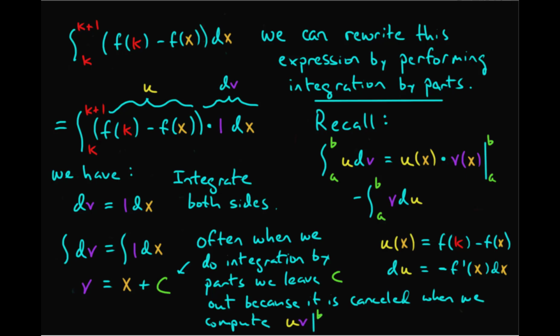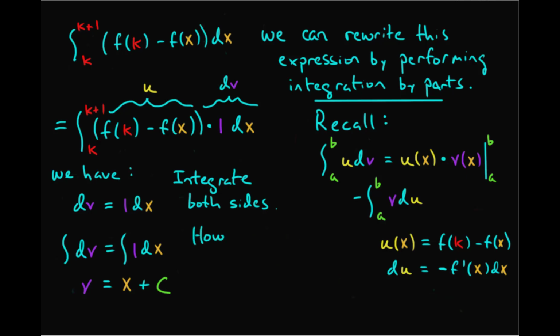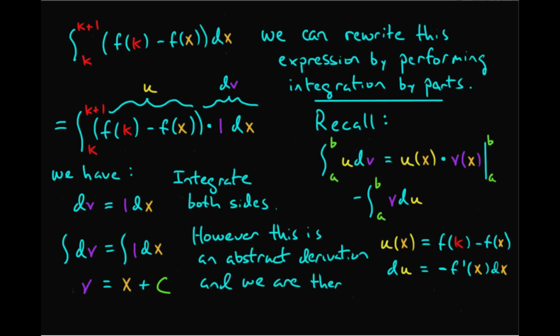The constant just gets subtracted out. But this is an abstract derivation, and we're free to consider any value of c that we want. We're not forced by the problem to arrive at some particular value of c. So I want to leave c in and consider what value it could take.